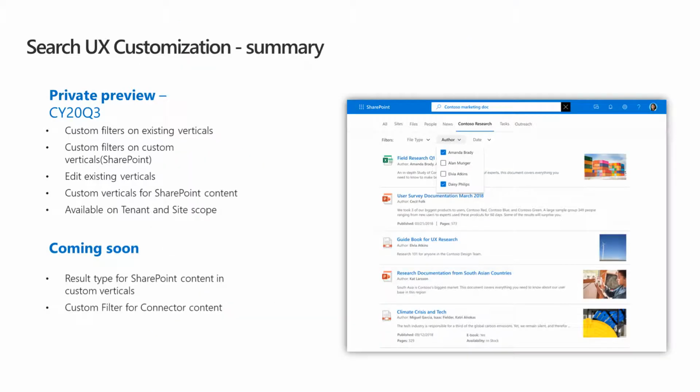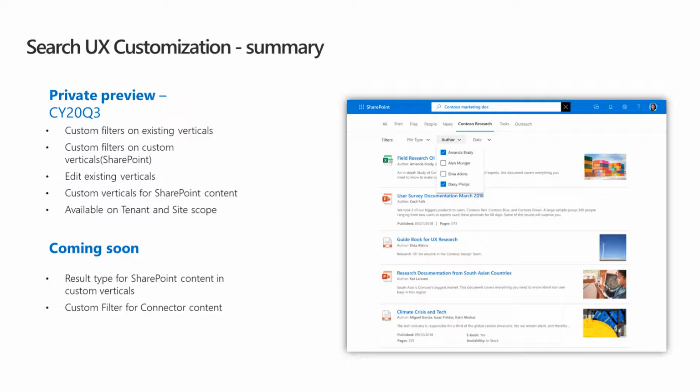Just to summarize, these are all the features that we're working on. As a next step, we are planning a private preview for all of these features in the coming quarter. So you have things like the ability to have custom filters on existing verticals and on custom verticals for SharePoint, editing existing verticals, or adding custom verticals for SharePoint content. All of these experiences that I just spoke about will be a part of the private preview.